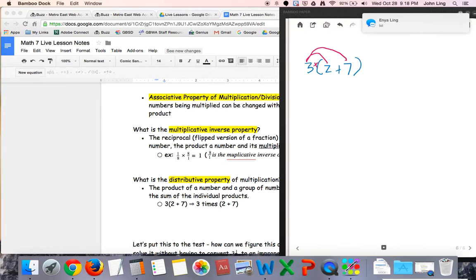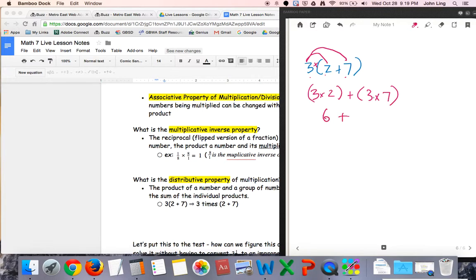This is multiplication here. So I can rewrite this by distributing this 3 into these other two numbers. I can say this is the same thing as 3 times 2 plus 3 times 7. Okay, and again, I've just distributed these, 3 times 2 and then 3 times 7. All right, and I get my answer down here: 3 times 2 is 6 plus 3 times 7 is 21. My answer is 27.